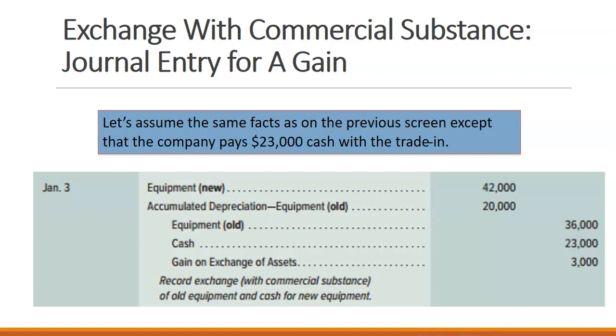So it depends on the amount of cash we pay and the amount of book value that we have left and the trade-in amount that we're given when we're exchanging pieces of equipment. And that is the end of Chapter 8.